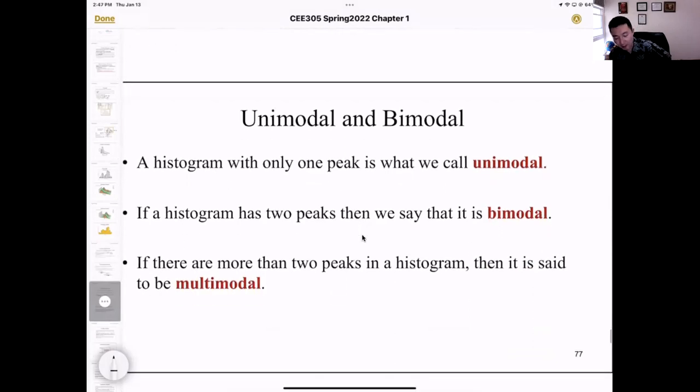So unimodal and bimodal. Let's talk about the peaks. A histogram with only one peak, we call that unimodal, only one peak. Two peaks, bimodal. Bi means two, right? More than two, we call multimodal. So that's the histogram.